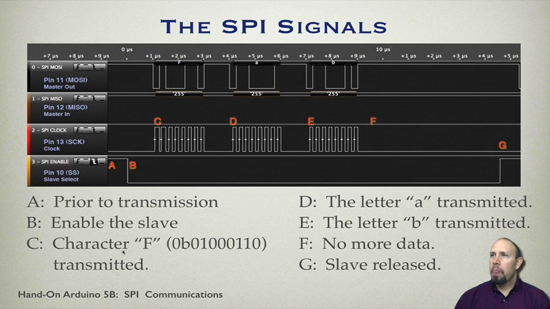And so what happens then is that the master establishes the clock and begins when the character F is put into the SPI data register. So this is actually the set of bits 0, 1, 0, 0, 0, 1, 1, 0. When that is put into the SPI data register, then the transmission begins. And so the clock counts off for 8 bits.